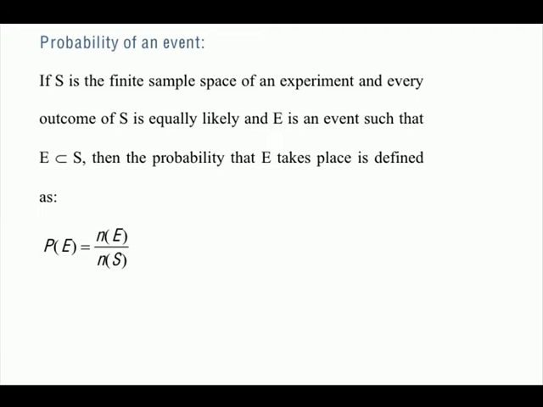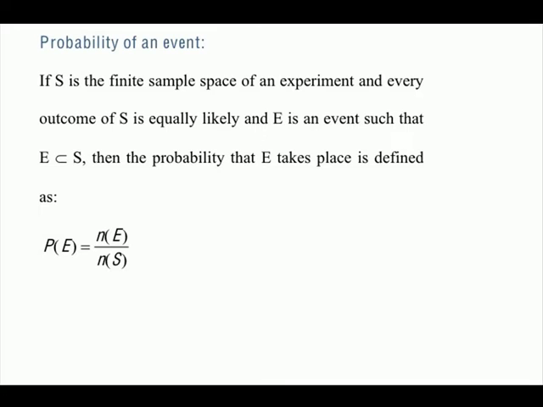N(E) divided by N(S), which basically is the number of ways in which event E can occur divided by the total number of ways that anything else including E can occur. So this is the formal definition. We will soon go to a much simpler to understand definition, but let's see what this formal definition is saying essentially.